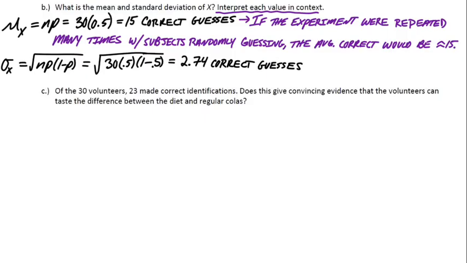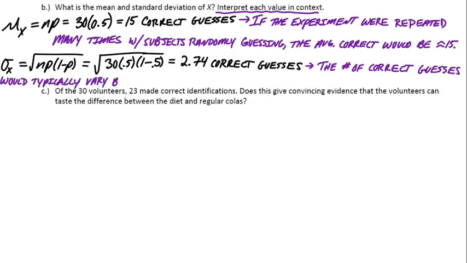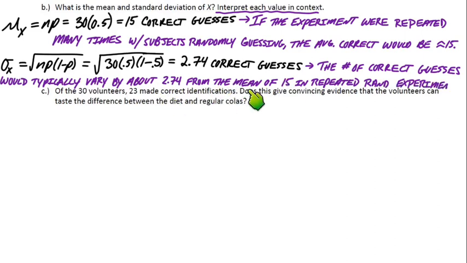And then hopefully you recognize this type of interpretation. We could say we'll typically be off from the mean by about 2.74 correct guesses if we did this over and over again. So the number of correct guesses would typically vary by about 2.74 from the mean of 15 in repeated random experiments.